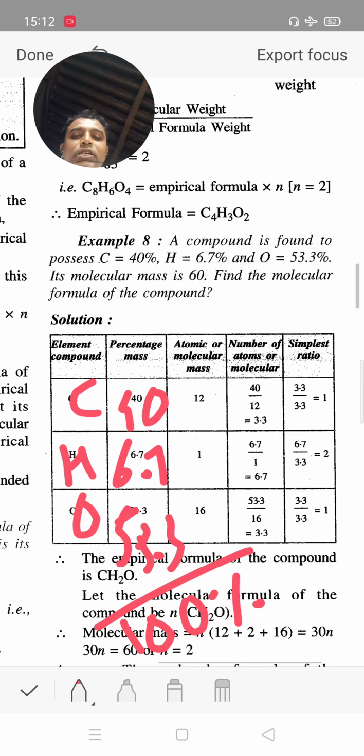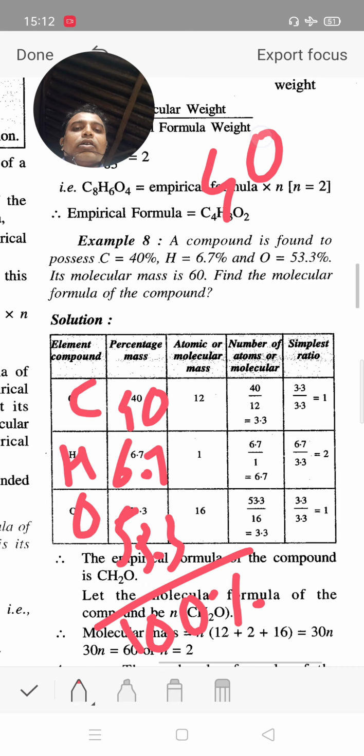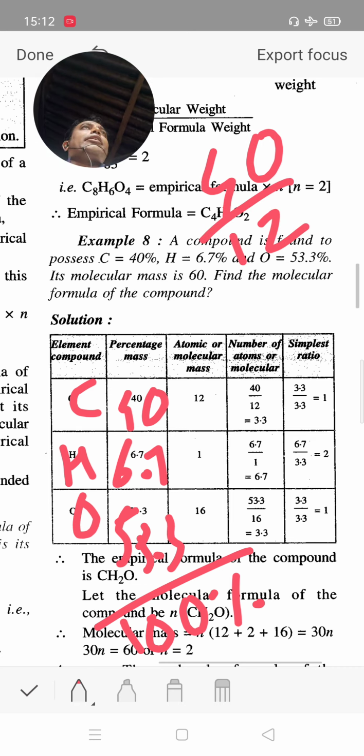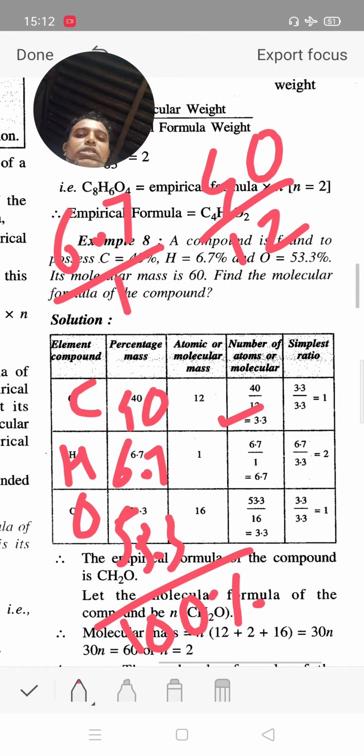Now the second column, atomic mass. This 40 upon 12, carbon atomic mass 12, gives the value 3.3. For hydrogen, percentage 6.7 and atomic weight 1, we get 6.7. Next, percentage 53.3 upon 16, because the atomic weight of oxygen is 16. Therefore, we get a value of 3.3.